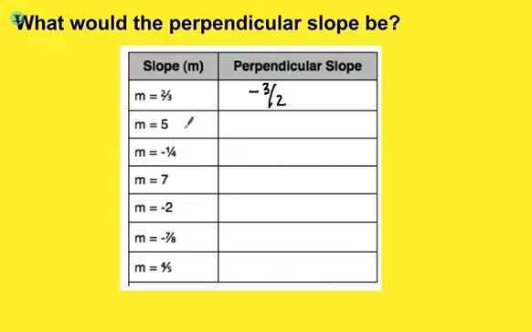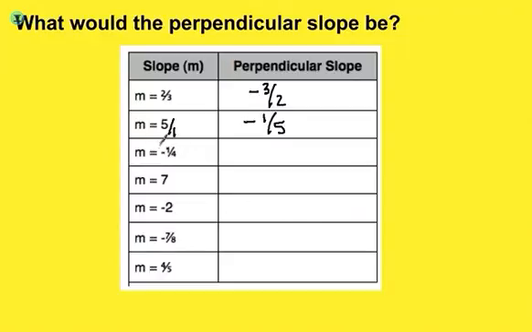If my original slope was 5 and I wanted the perpendicular slope of 5, it would be negative because my original slope was positive, and then I would flip 5. First I'd put 5/1 so I knew that it was a fraction, and then I would flip 5/1 to be negative 1/5.